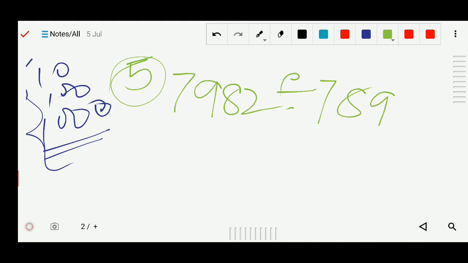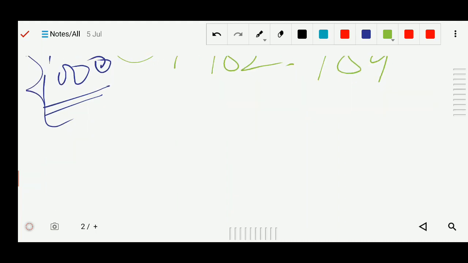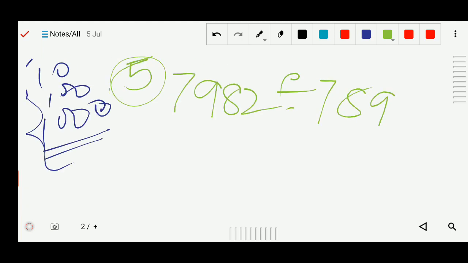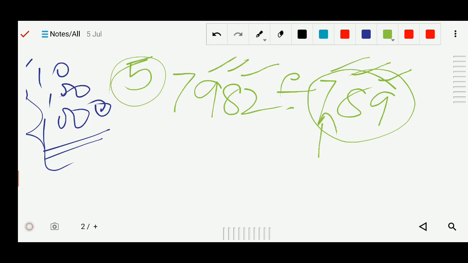Again the same method. It is not given whether it is nearest 10, 100 or 1000. It is not given. So what you will do? You have to check the smaller number. Here this is the smaller number. What is the maximum place value? 1 times 100. So we will round up to the nearest 100. 1 times 100. Again we will round up to the nearest 100.